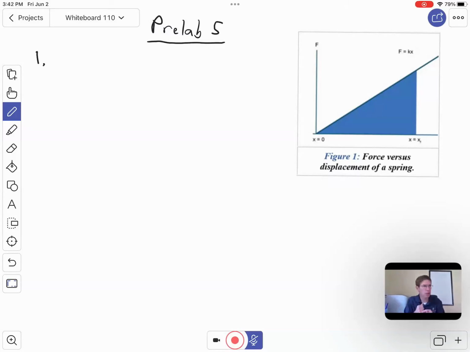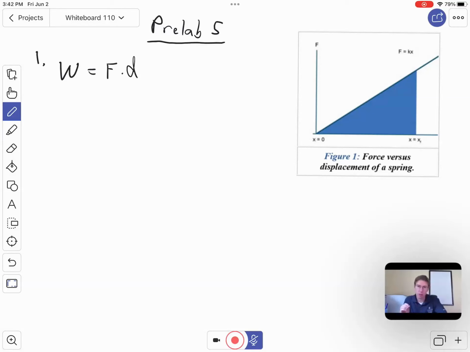So the first question asks us actually to figure out the work being done as somebody stretches the spring over some distance. Now, there's a trick here because normally we've been learning and we think that work is just equal to force multiplied by distance. However, that equation assumes a constant force or average force being exerted over some distance. So that's not actually going to work here unless we use the average force, which is not the maximum kx.